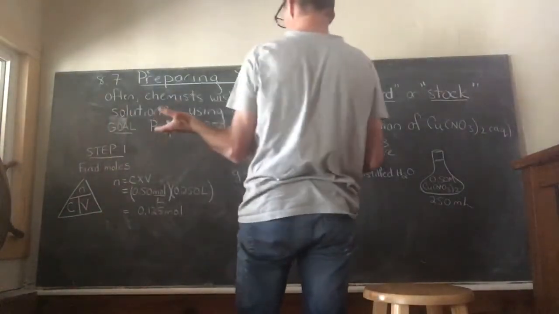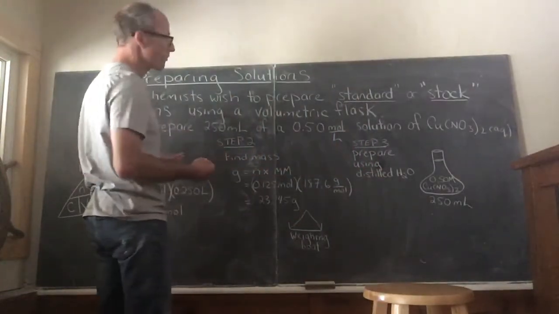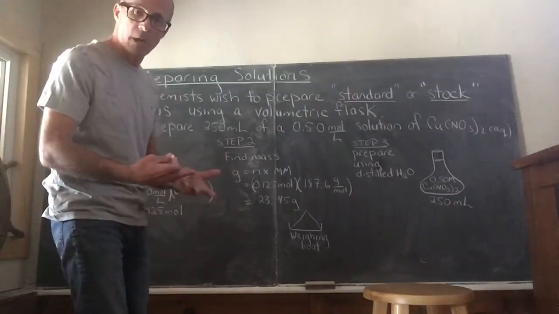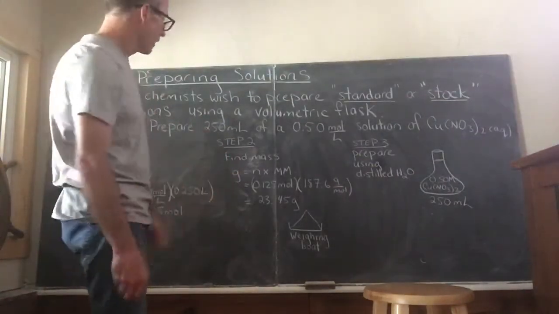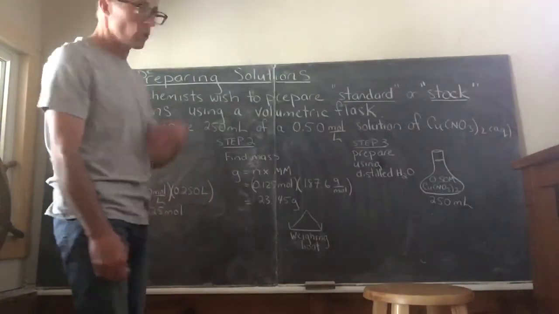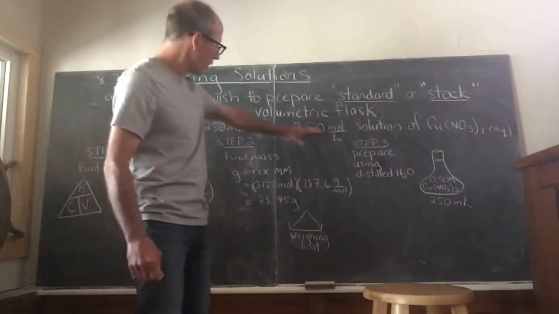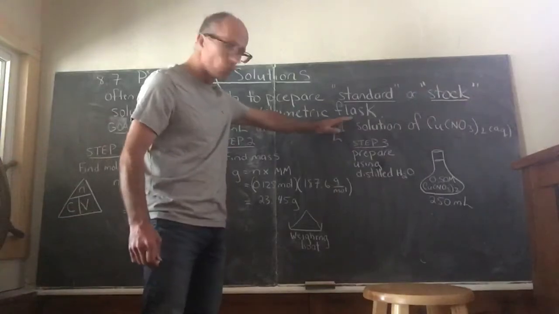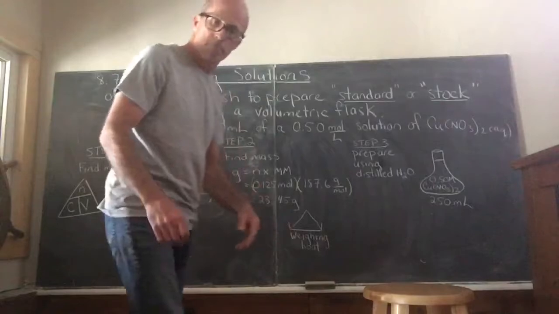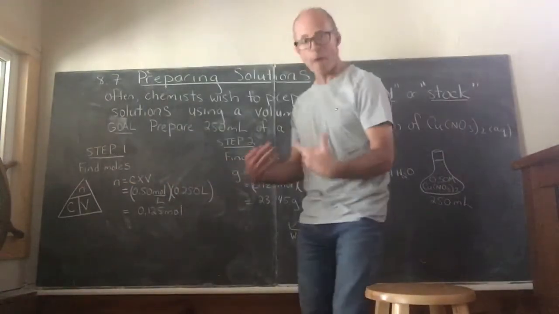So let's suppose that we're going to be tasked with making a solution of cupric nitrate, copper 2 nitrate, a beautiful blue compound. When you put it into water, it's quite lovely. So let's suppose that somebody says to you, go ahead and make me up 250 milliliters of 0.5 moles per liter, or molar, cupric nitrate, or copper 2 nitrate. What do you do? Well, the first step is to do the math.